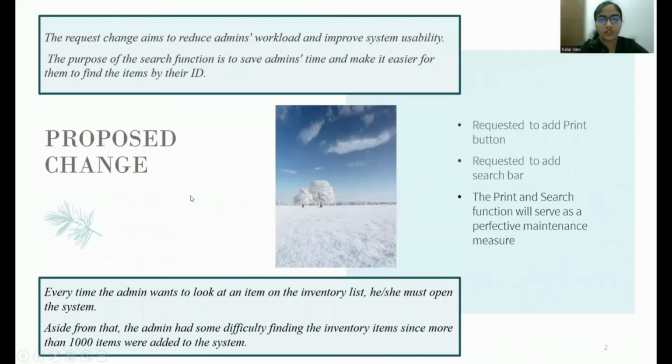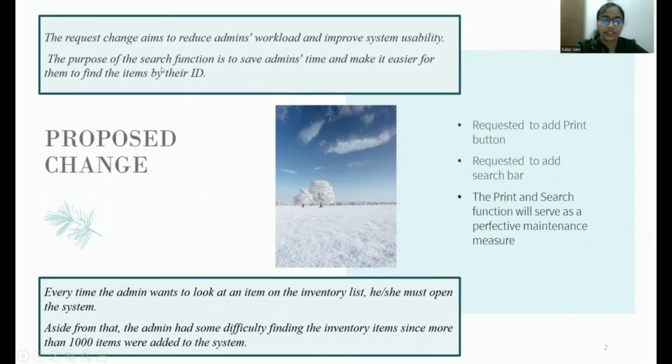The first one, proposed change. It is requested to add a print button and also add a search bar. The print and search function will serve as a proactive maintenance measure. The requested change aims to reduce admin's workload and improve system usability.